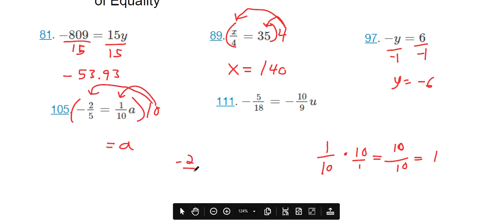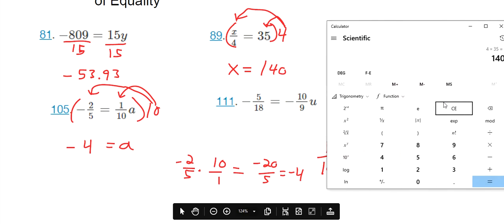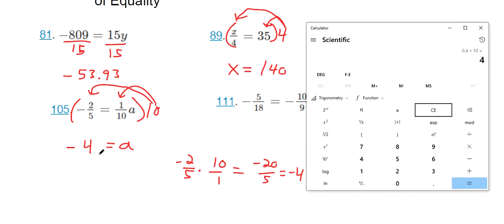So you got negative 2 over 5 times 10 over 1. That makes negative 20 over 5. But the top and the bottom are both divisible by 5, so you get negative 4 over here. Another way of checking that is you could do 2 divided by 5 times 10, and then keep in mind the answer's got to be negative.